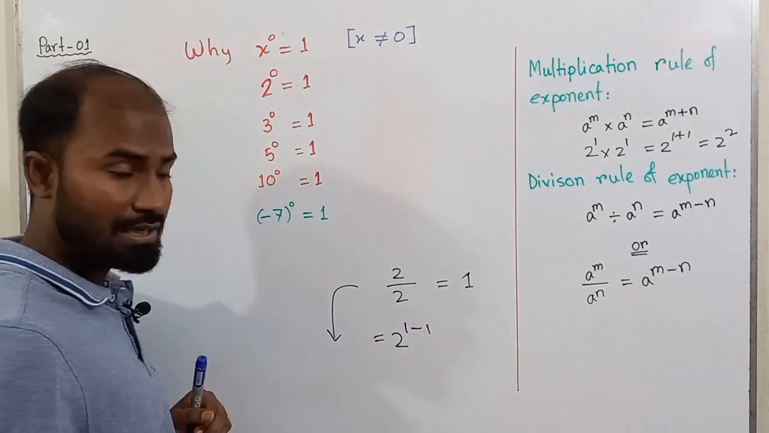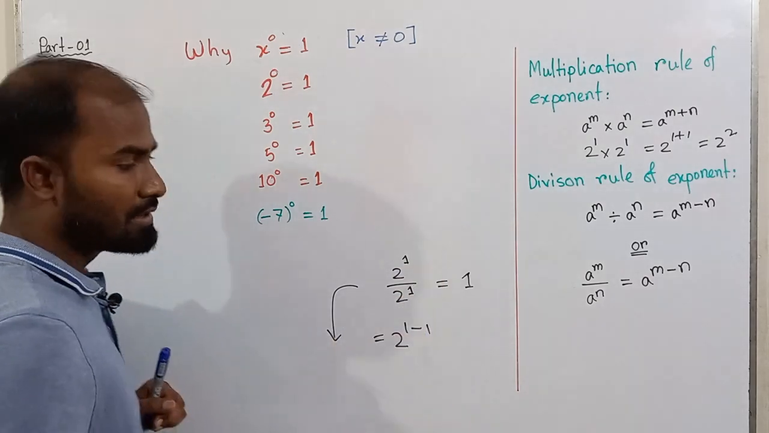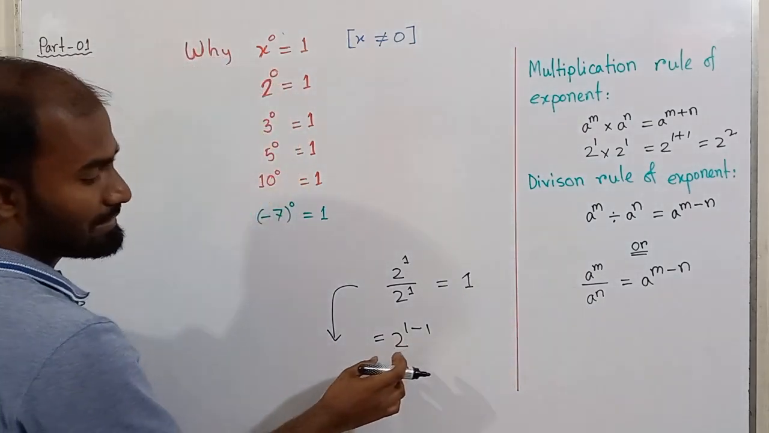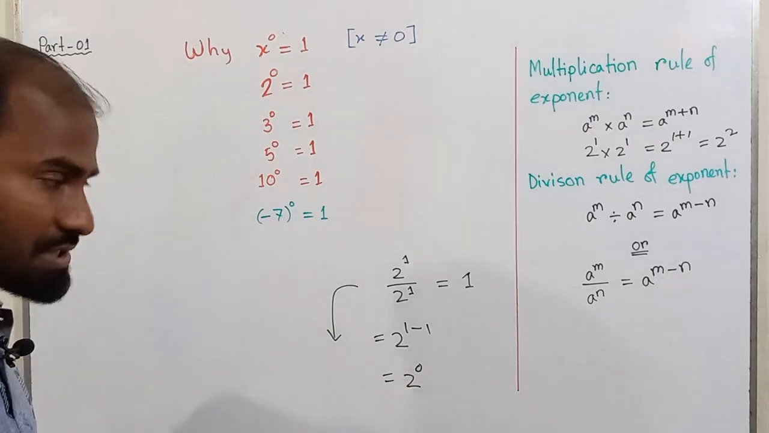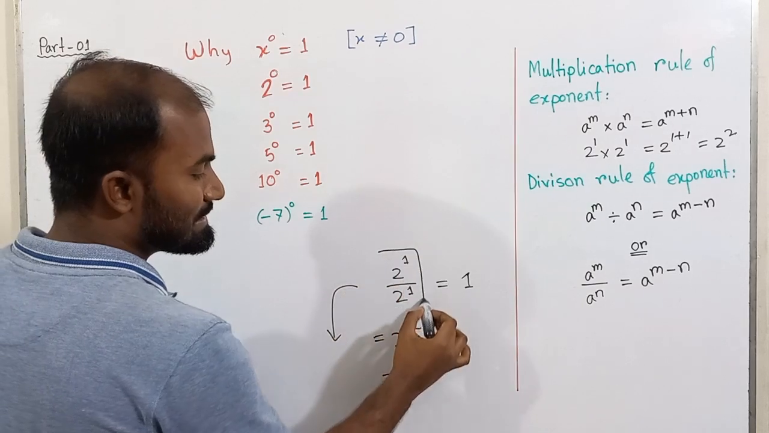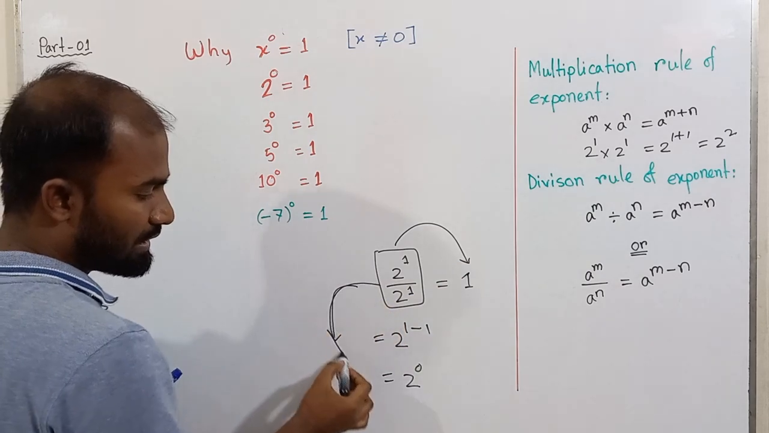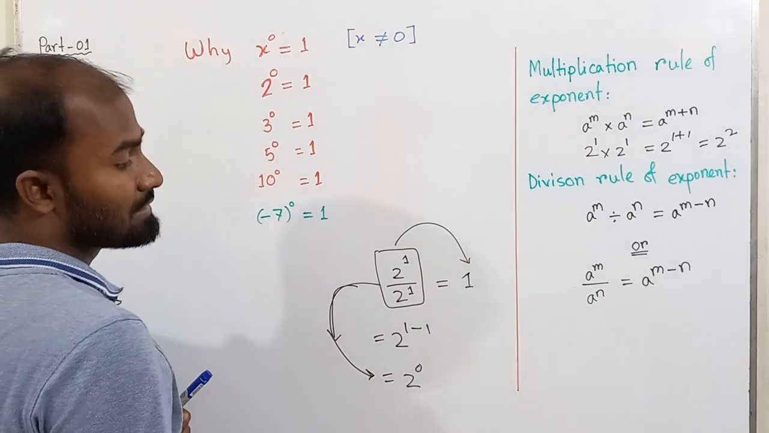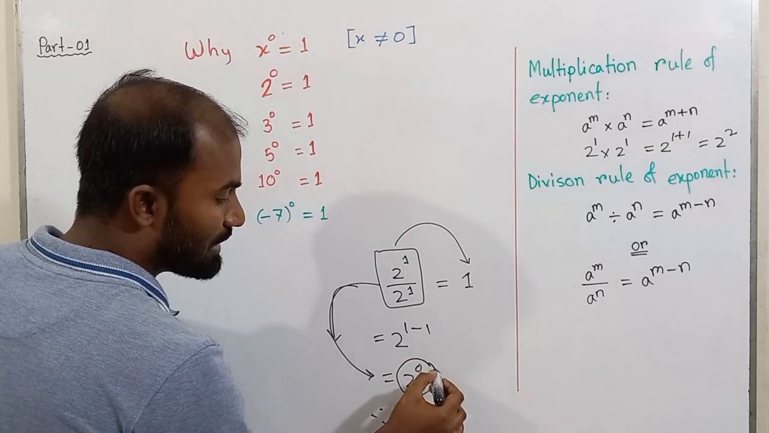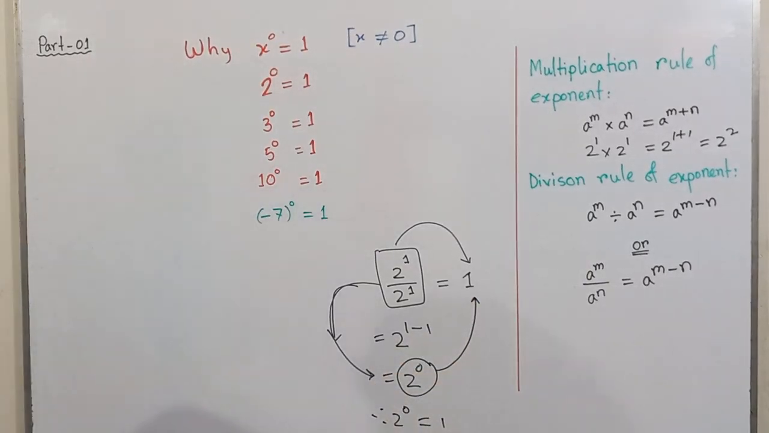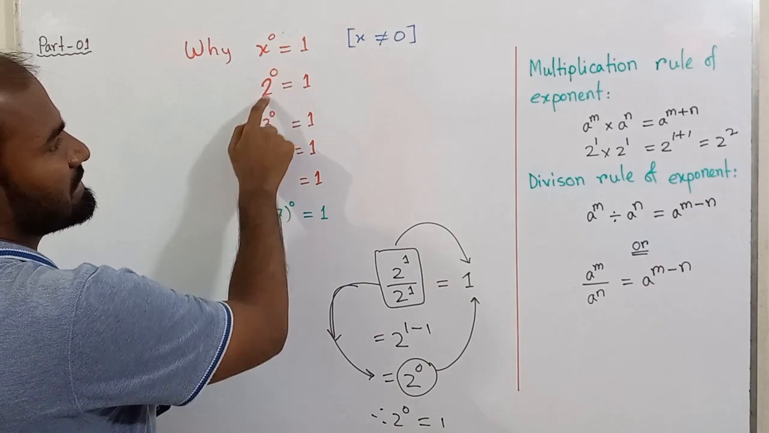1 minus 1 here, because 2 has the power 1 and 2 has also the power 1. So if we follow these rules, we can write it, right? After that we can get this expression. From this fraction we get 1, and from this fraction we get 2 to the power 0. That's why we can write 2 to the power 0 equal to 1. I mean this value is equal to 1. So that is how we can prove this expression is equal to 1.